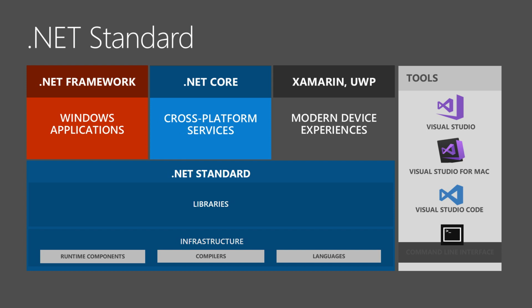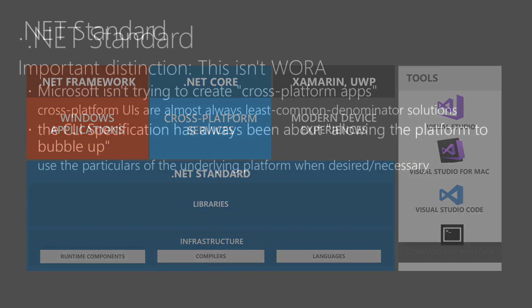Notice that all of them sit on top of the .NET Standard, and notice that the .NET Standard box here encompasses libraries and infrastructure. That is to say, the compilers, the runtime services, the various languages: C#, Visual Basic, and of course my favorite, F#. All of these are considered to be part of the .NET Standard, and therefore all of these are things that you can assume are available to you when you actually start working with it.